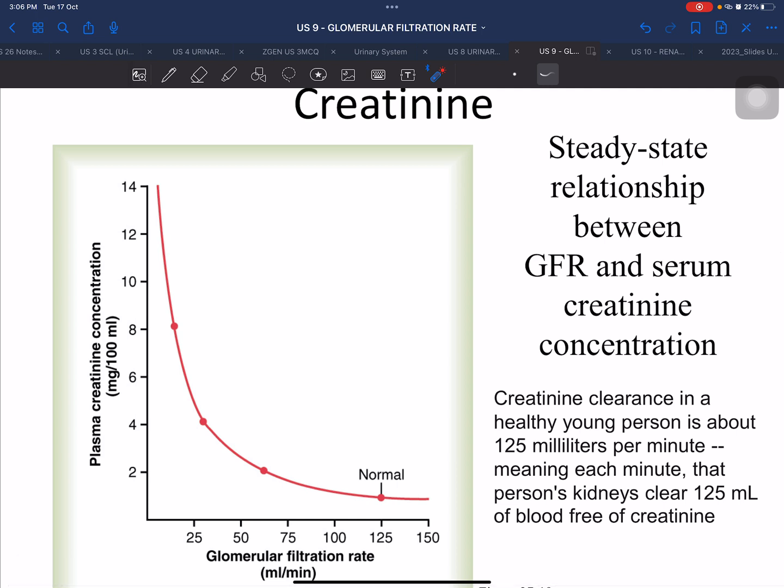This is just to show you the graph of the creatinine clearance. You have the plasma creatinine concentration on the y-axis, and this is the glomerular filtration rate. The creatinine clearance in healthy people is about 125 milliliters per minute. So it means that each person's kidneys will clear 125 ml of blood free of creatinine.